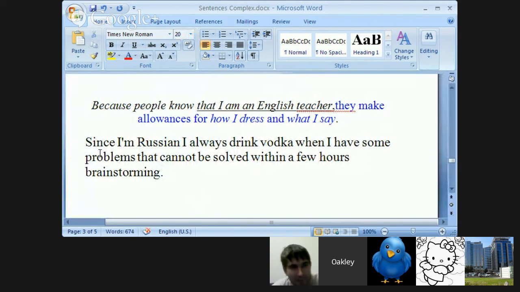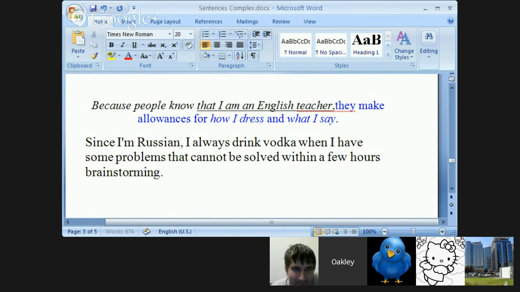Here it is. Since I'm Russian. Okay, what's missing here? Comma. Yeah, that's right. Since I'm Russian, I always drink vodka. Okay, I'm going to mark the dependent clauses. What pretty color should I make them? I'll make them red. Since I'm Russian, I always drink vodka.